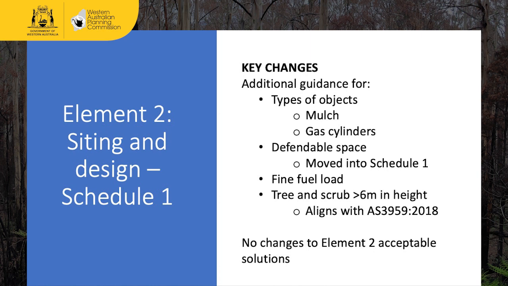This includes further guidance on the mulch allowed and the location of gas cylinders. Defendable space was previously mentioned in the explanatory notes, and this now sits within Schedule 1. We've aligned tree and scrub heights with the 2018 version of Australian Standard 3959 Construction of Buildings in Bushfire-Prone Areas. It was previously 5 metres and is now 6 metres before a category change occurs to what is classed as tree. For each of the vegetation categories, the asterisk has been included to make reference to considering selection of plants based on their plant flammability as explained in the explanatory notes.